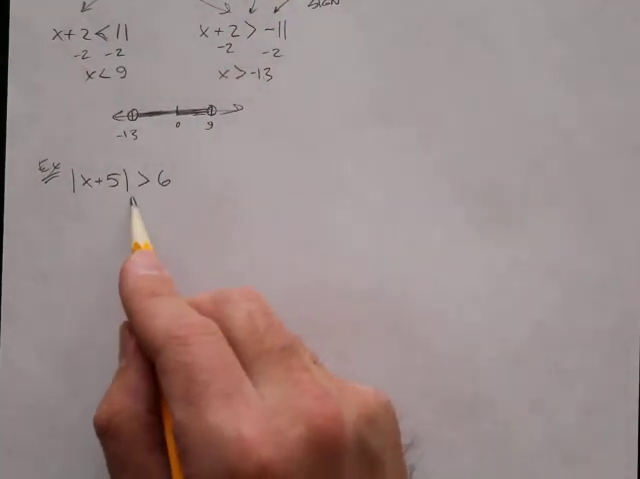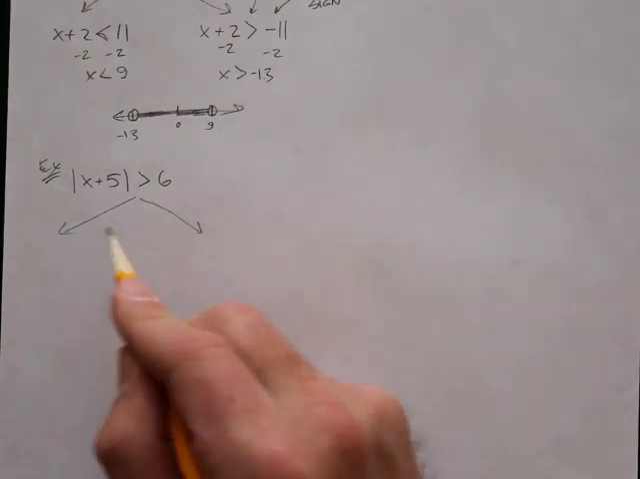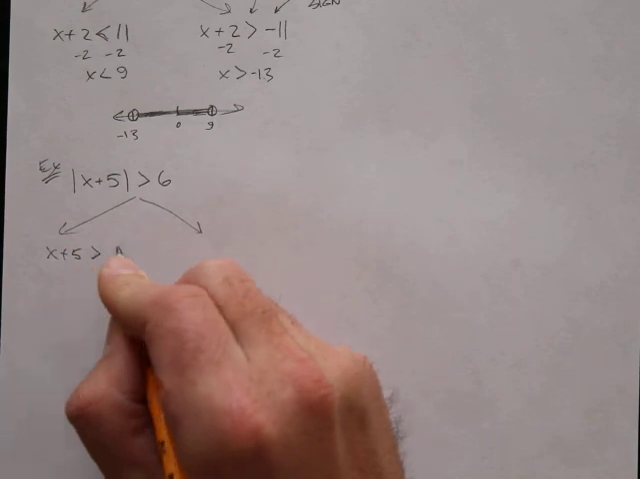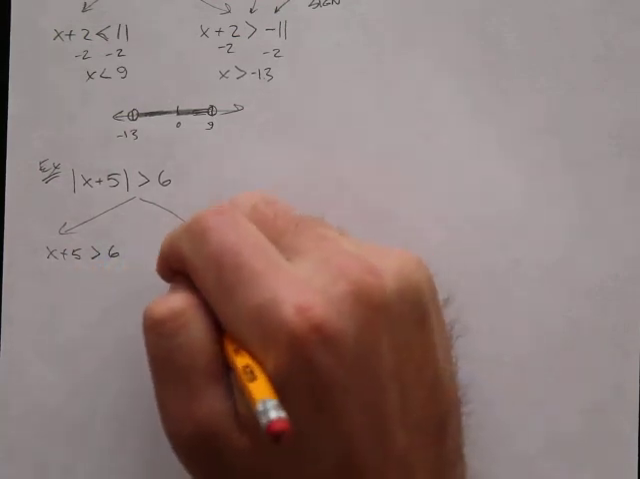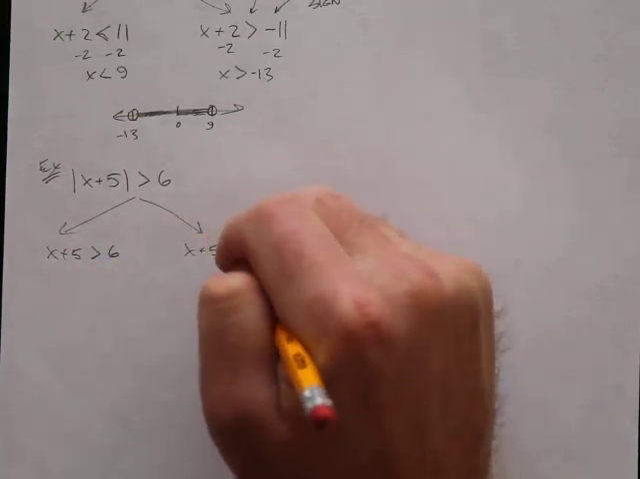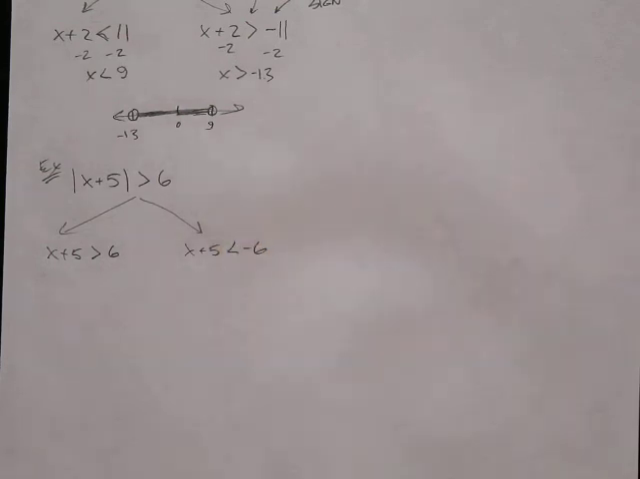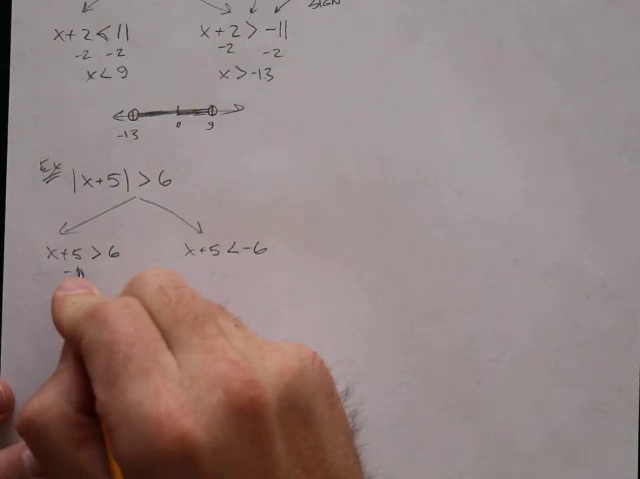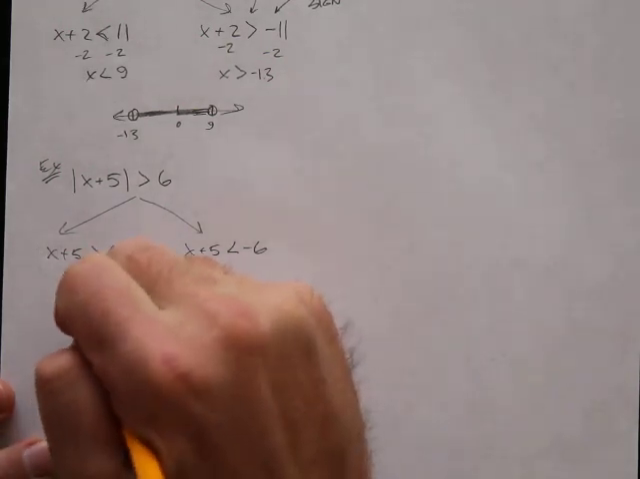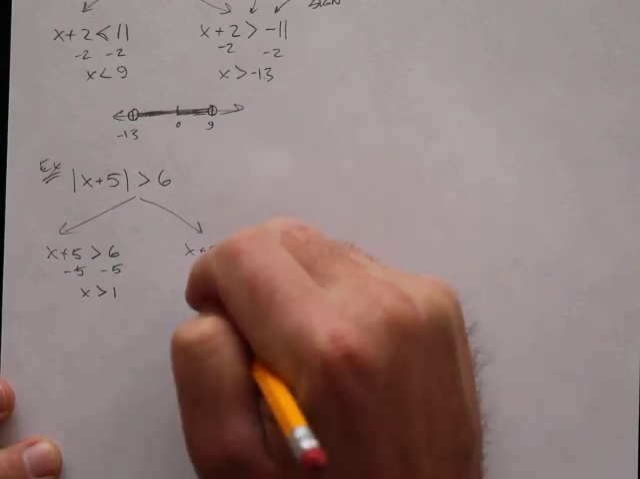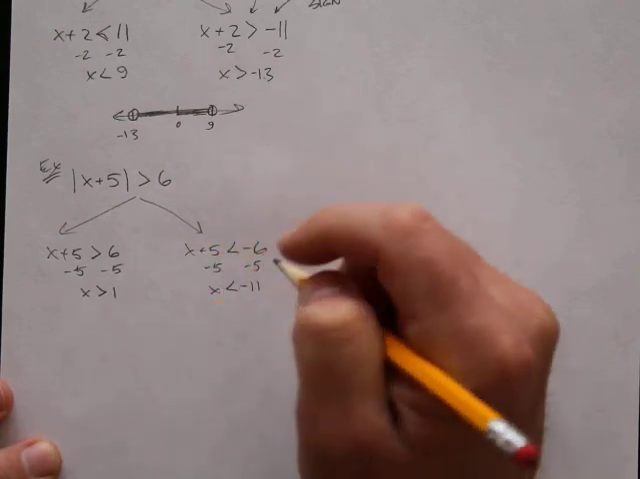All right, so again I need to make two inequalities. X plus 5 is greater than 6. X plus 5 is less than negative 6. Switch my sign, switch my sign. Subtract 5 from both sides. X is greater than 1. Subtract 5 from both sides. X is less than negative 11. All right?